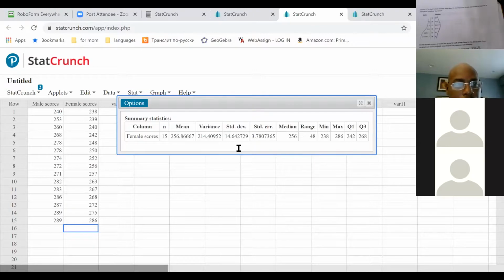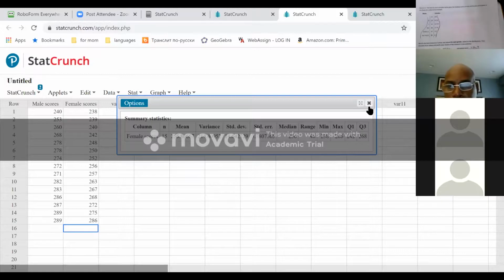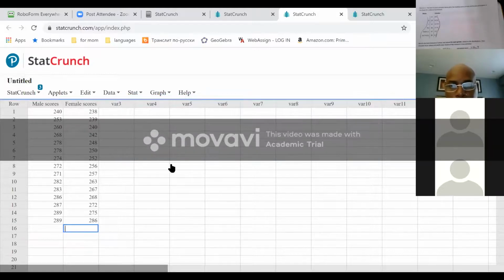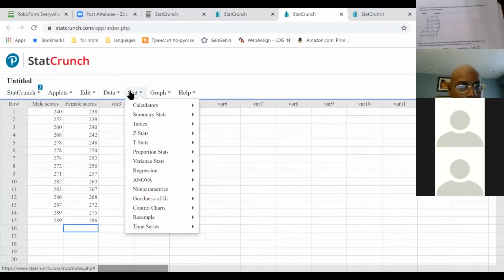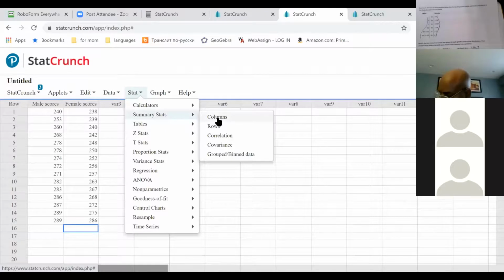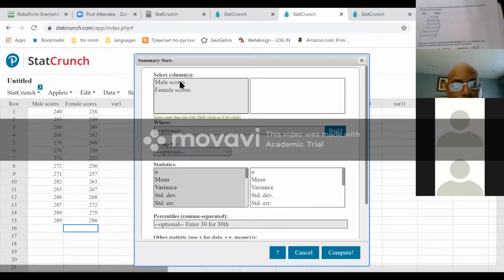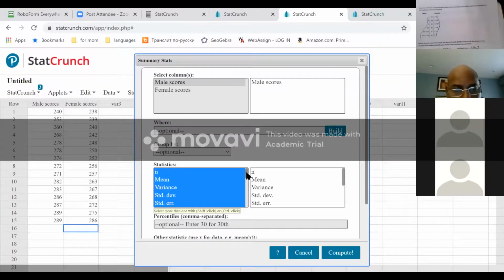Yeah, that's the standard deviation. Now, for the males, because their data is very skewed, let's calculate the values. So stats, summary, columns, male scores. Okay, I want to see, because I already saw that it's skewed data.